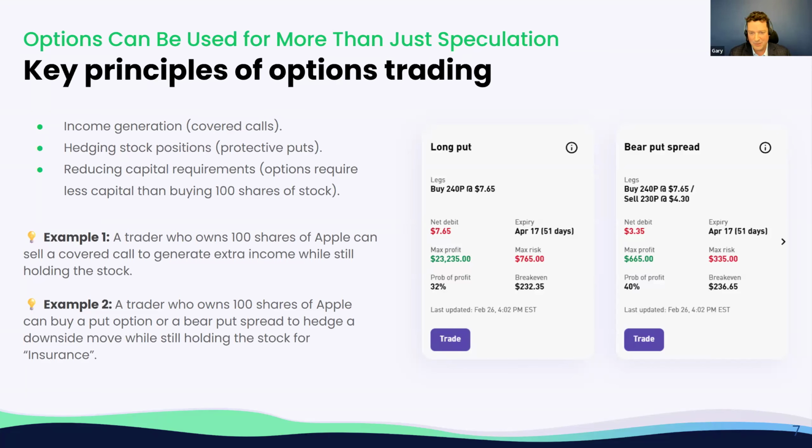And then again, what I mentioned before, one of the main benefits is a lower capital requirement. Instead of buying 100 shares of a higher-priced stock outright, you can gain exposure using options at a fraction of the cost, but with the same risk-reward, which we'll show you how that works in a minute. Here are two examples on the screen. Say you own 100 shares of Apple, you can sell a covered call to generate extra income on top of your regular share gains. Or if you're concerned about a pullback, maybe earnings are coming up or some volatility is happening, you don't want to dump your stock, but you want to protect yourself on the downside. You can buy a protective put or a bear put spread to insure the position and keep you holding the stock.